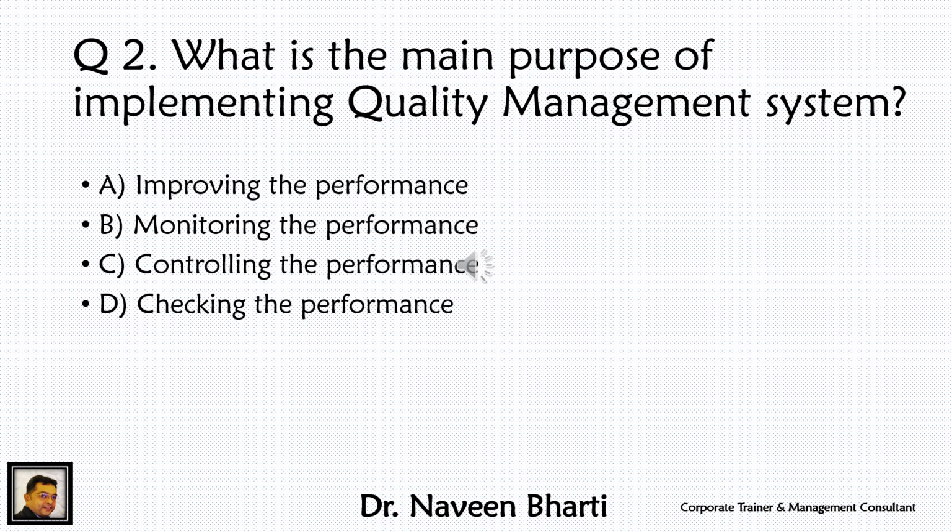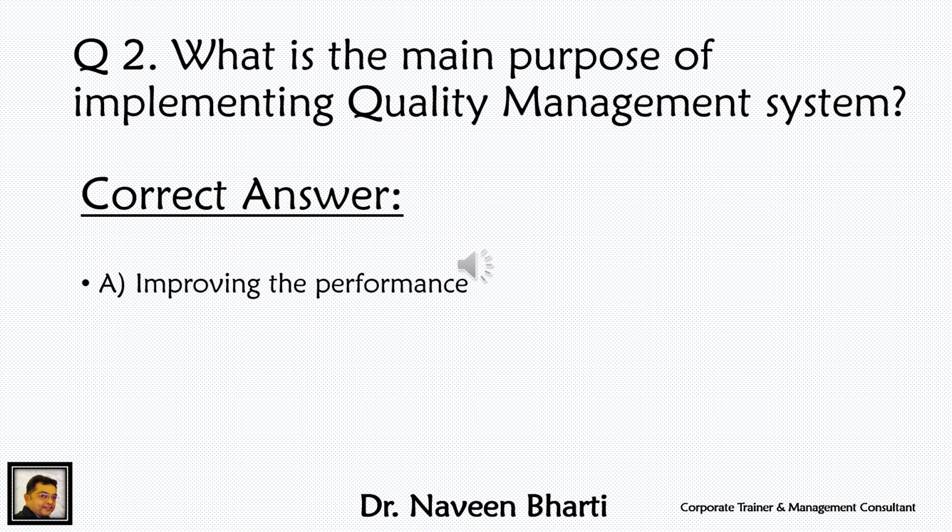Second question. What is the main purpose of implementing the quality management system? Answer options are to improve performance, monitor the performance, controlling the performance, checking the performance. The correct answer is improving the performance. So in order to improve the overall performance, we implement the quality management system.